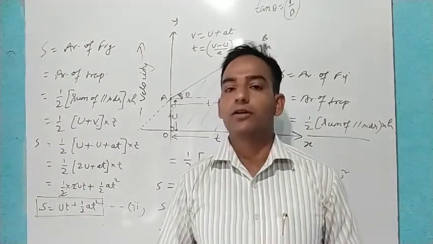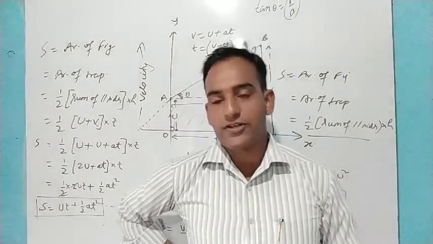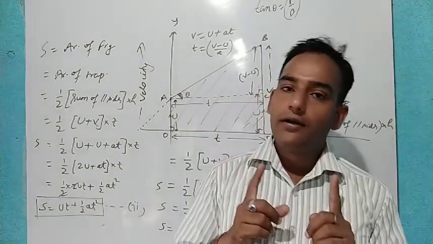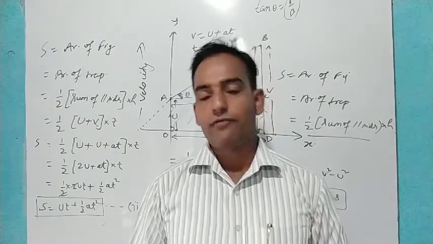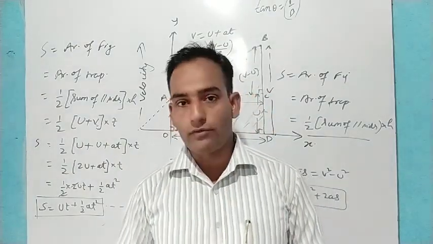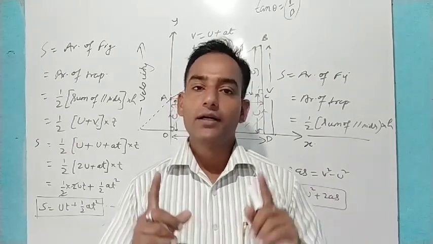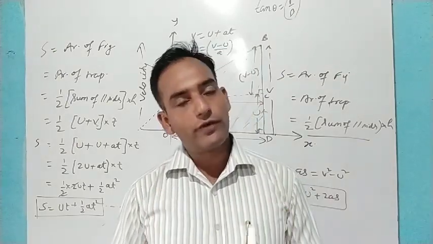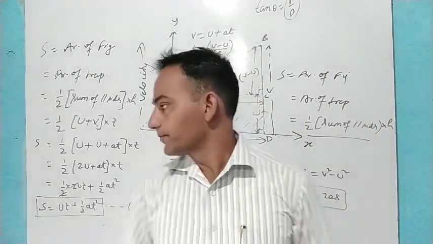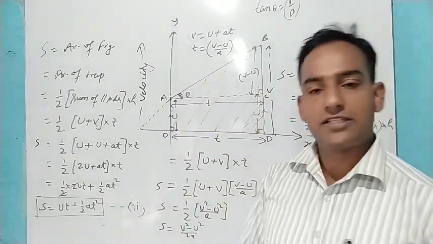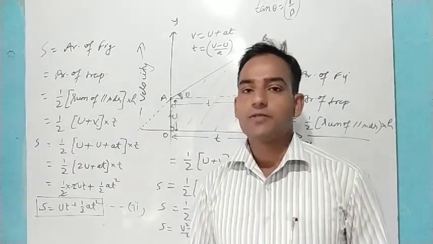Please listen carefully. Maybe you are not getting me properly. You need to practice this. This is the first time I am telling you. To find the acceleration, we need to find the slope, and the slope formula is perpendicular upon base, that is tan theta. And to find the displacement, we need to find the area of the given graph or the figure so formed. So this is the way, and this is a very important topic, you can say. Please remember this. Please practice this afterwards.